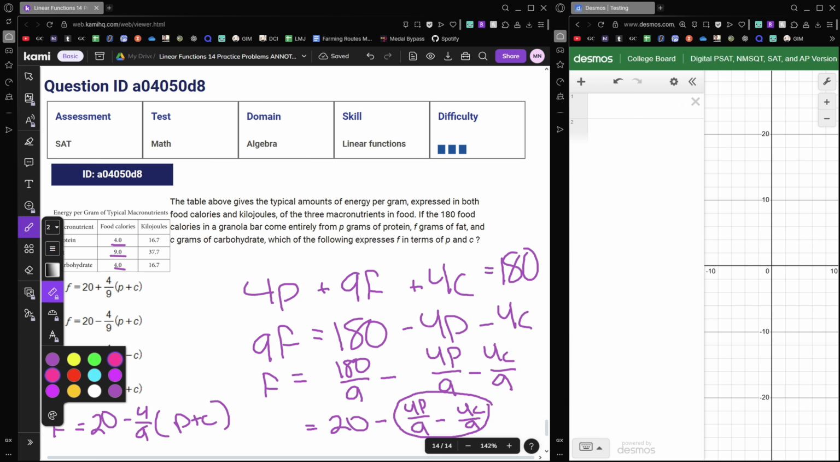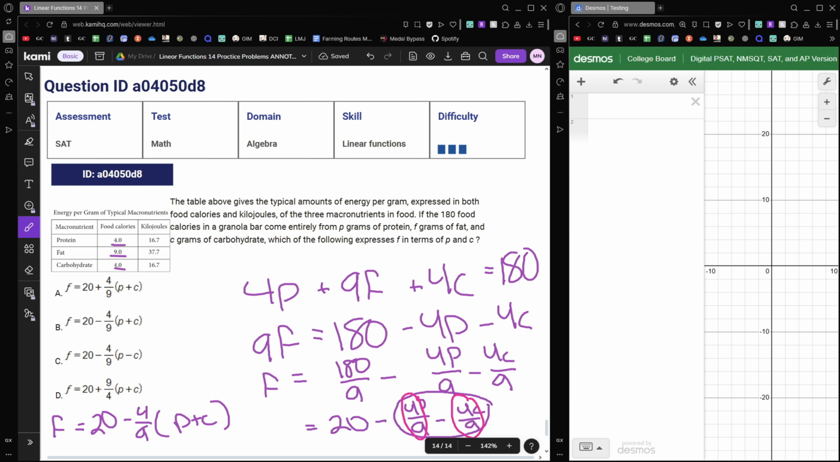So what happened is that we took this 4 over 9 here, and this 4 over 9 here, and we just moved it to the outside. And then we also took this negative sign, and this negative sign, and moved it to the outside. That's why there's no fractions in front of P or C, and then the minus sign changed into a plus sign. Anyways, that means our answer will be B.